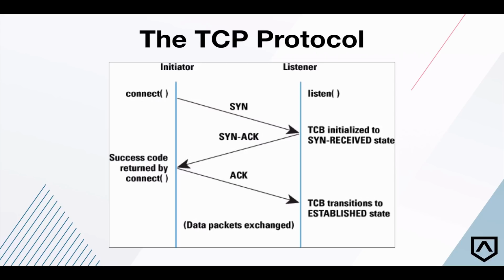And only after the server receives the acknowledgement can it finally send the requested data on the client's behalf. So only after the acknowledgement is received can data packets finally start to be exchanged over the connection. And so again, this is how the TCP protocol ensures reliability.